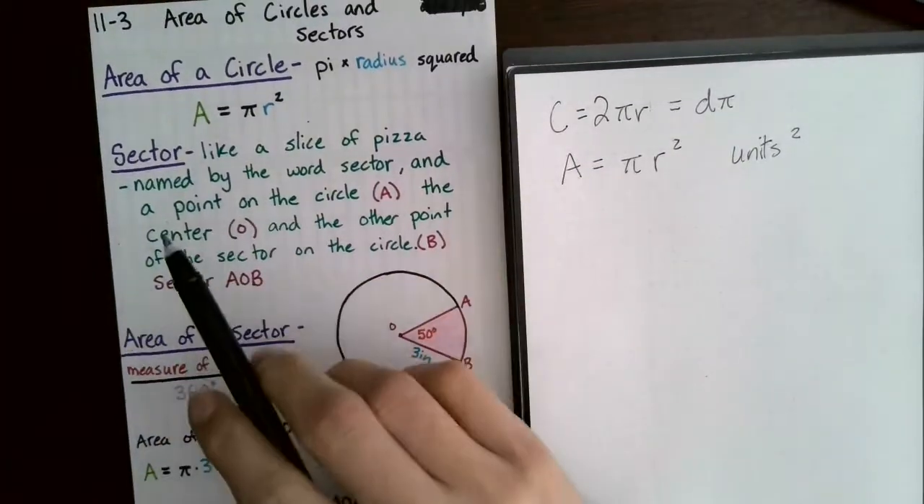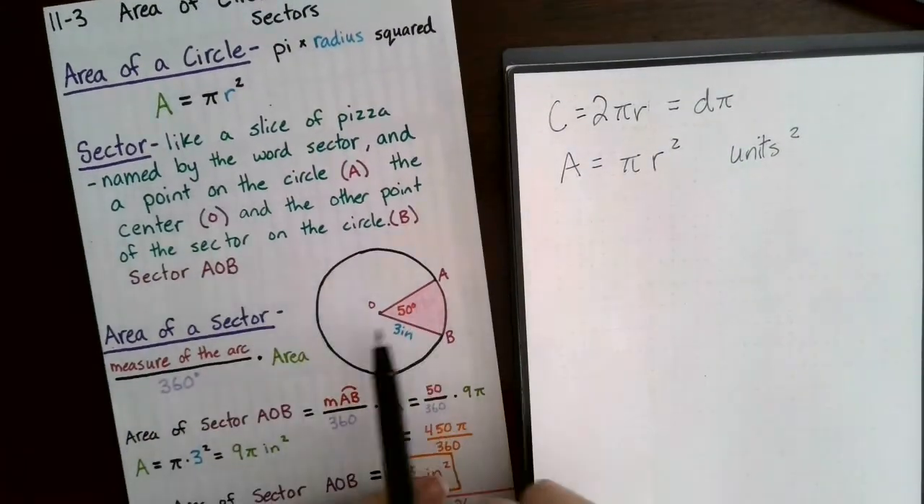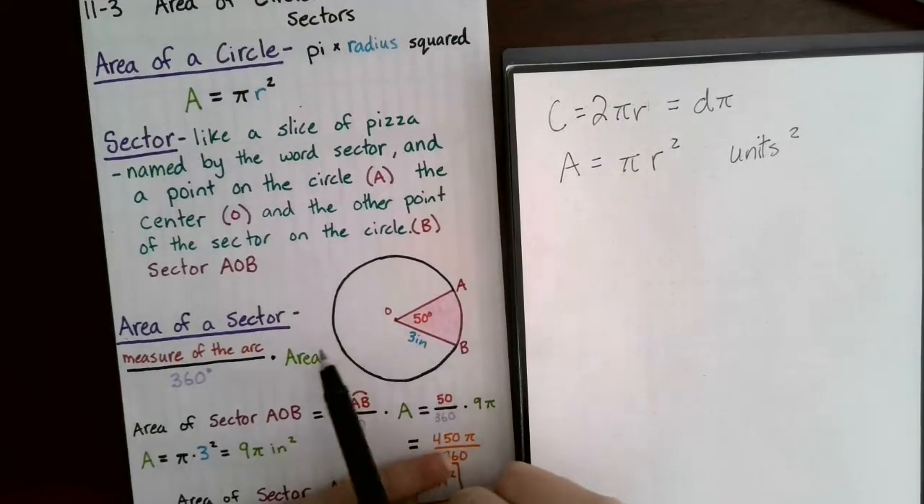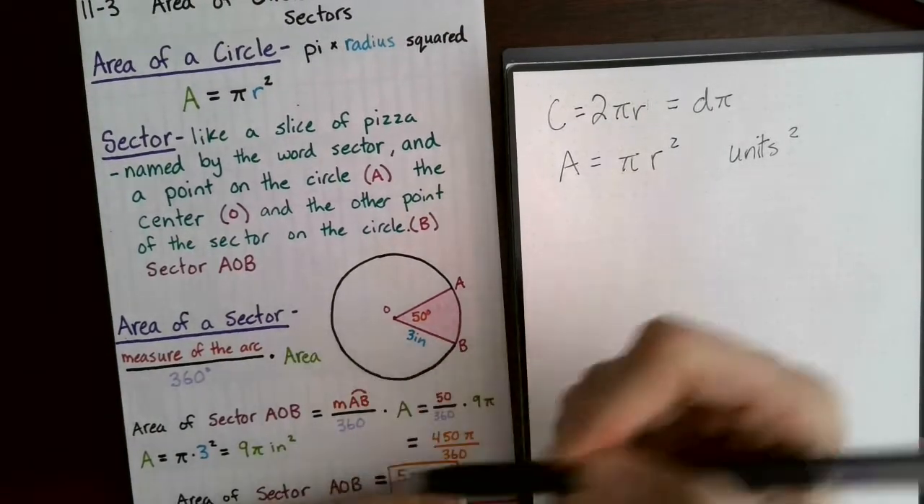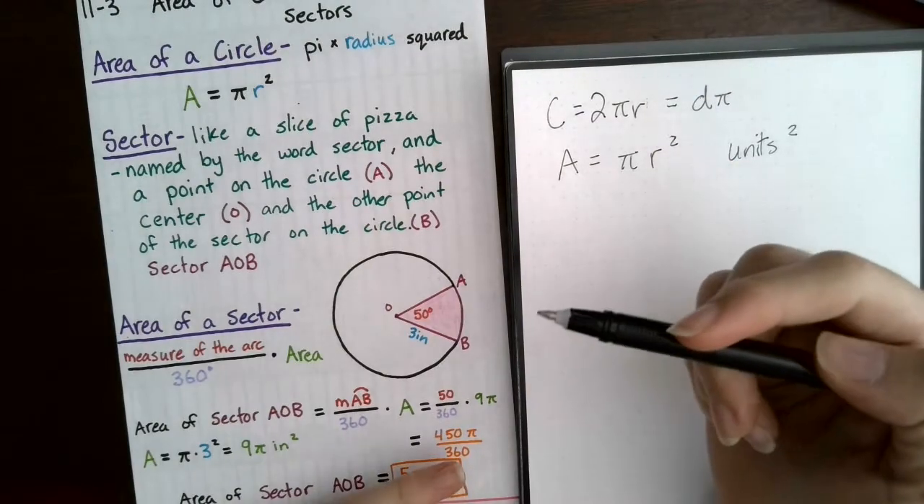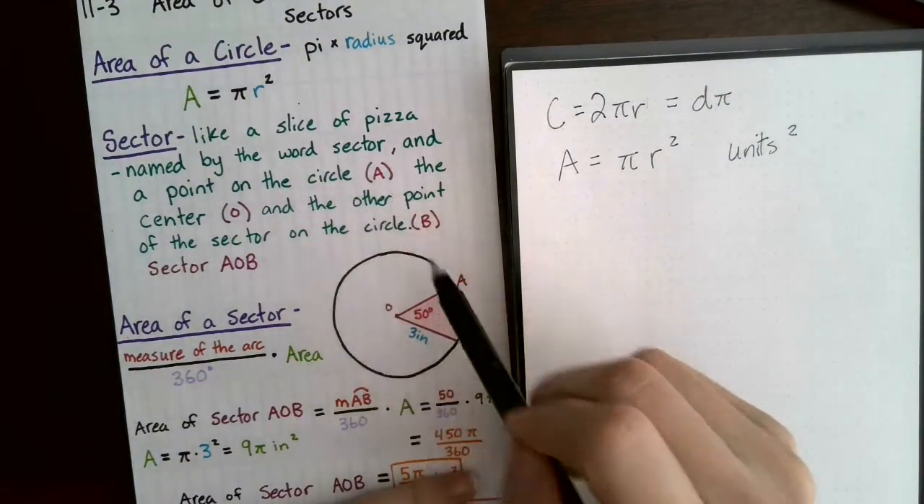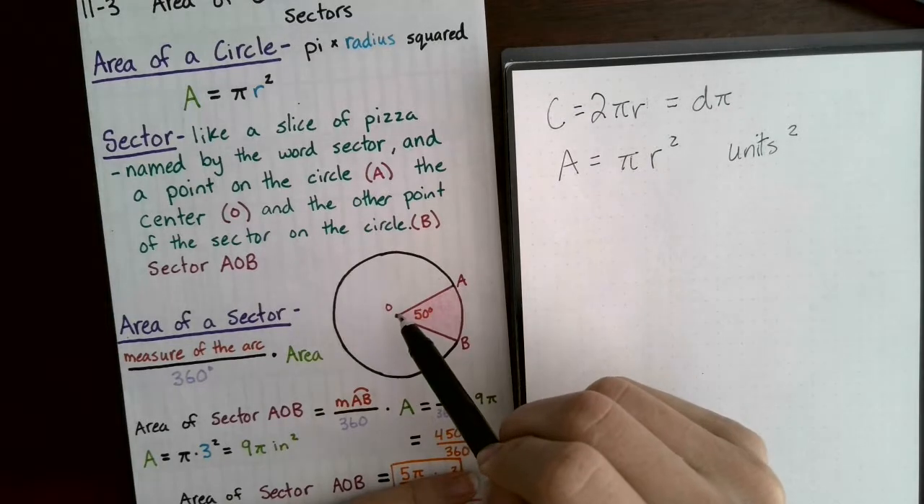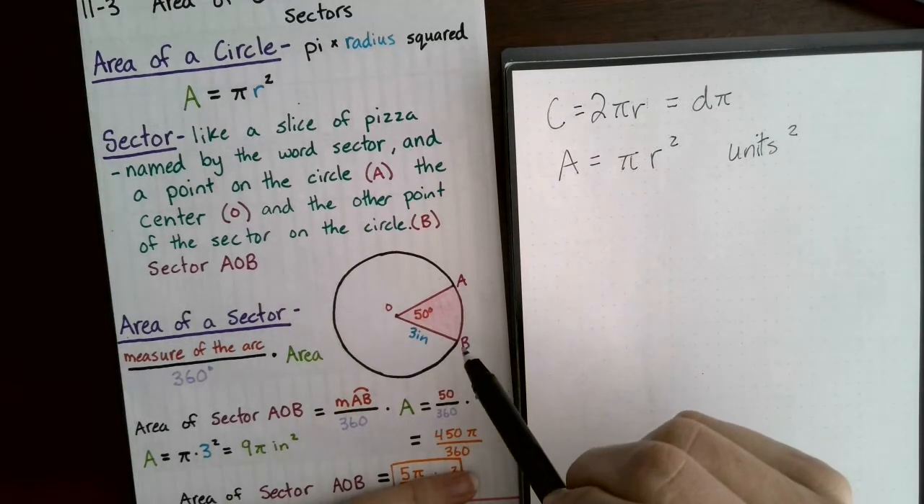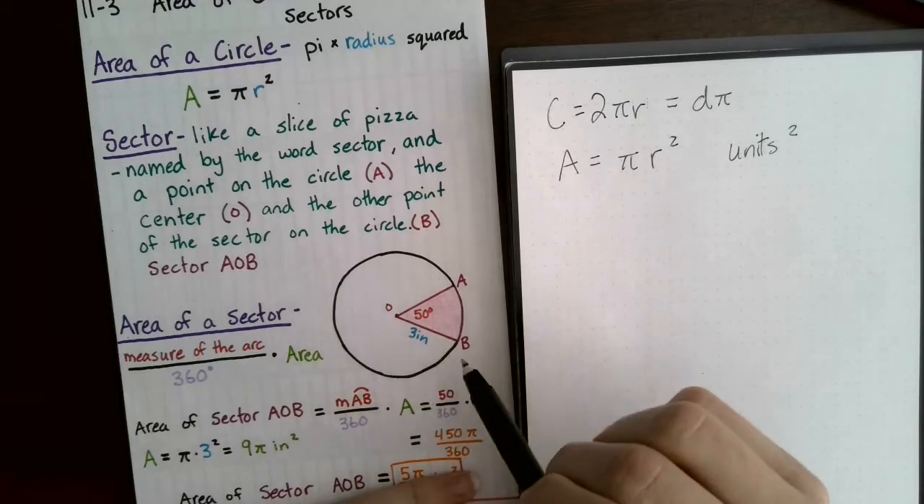And then let's talk about sectors. So sectors are like a slice of pizza, okay? The shaded region right here. The way we name it, because that's half of geometry is naming things properly, is with the word sector and a point on the circle, A, the center, O, and another point on the sector, B. So we say sector AOB.